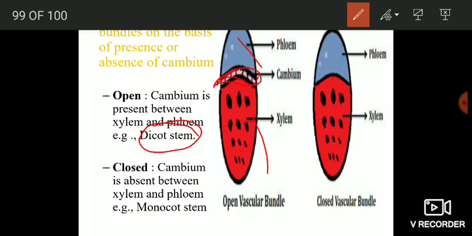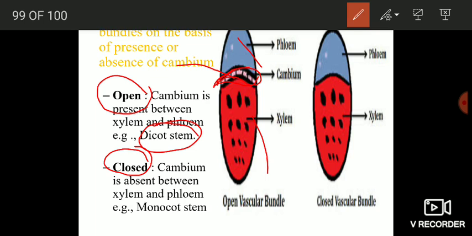So you can say that open vascular bundles are those vascular bundles in which a layer of cambium is present between xylem and phloem. They are known as open vascular bundles because they are open for secondary growth. Those vascular bundles which possess cambium are open. They can go for secondary growth.